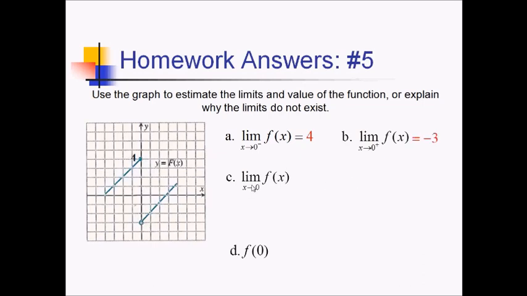Now we want the two-sided limit at 0. Since left and right are not the same limit, that means that the limit at 0, the two-sided limit, does not exist. And then finally, we want f of 0. That's the function value at 0. So that's this solid dot up here at the y value 4.